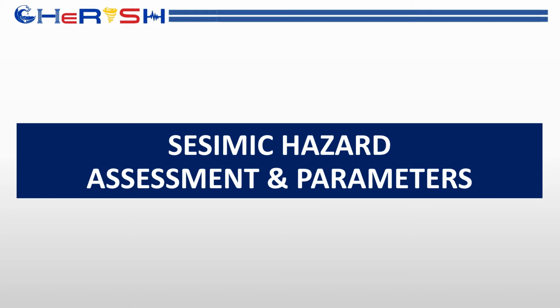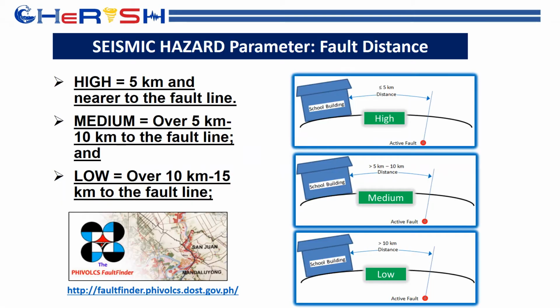Seismic hazard assessment and parameters. So in seismic hazard assessment, some of the parameters that you may consider is the fault distance. A building which has a distance less than 5 kilometers can be assessed as high risk. A building with a distance of 10 kilometers or more can be assessed as low, and in between will be a medium. One tool that you can use is, of course, the PHIVOLCS fault finder.